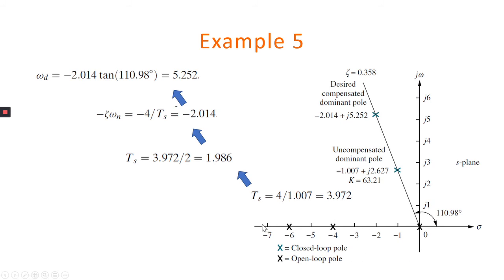So this is the settling time from the uncompensated system. This is the real part of the uncompensated dominant pole. So this is our old settling time. Based on the design requirement, we need to reduce the settling time by a factor of 2. So this is our new settling time. From the new settling time, we determine our sigma_d new and also omega_d new based on this equation. So this is our new dominant pole, negative 2.014 plus j5.252, and the open loop poles 0, negative 4 and negative 6. And this is the uncompensated dominant pole.